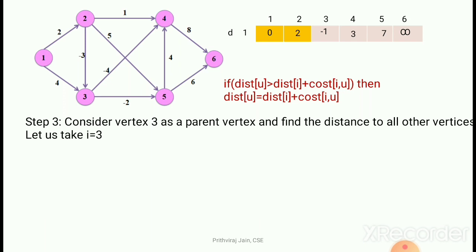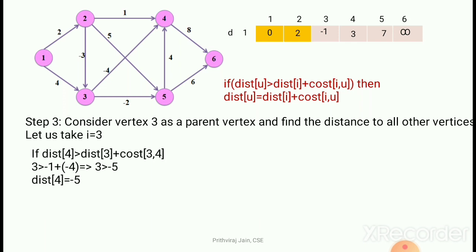Step 3: consider the vertex 3 as a parent vertex and find the distance to all other remaining vertices. Let us take the I value as 3. So from 3 to 4, we'll calculate the distance. Distance of 4 greater than distance of 3 plus cost of 3 comma 4. Distance of 4 is 3, greater than distance of 3, which is minus 1, plus cost of 3 to 4. Cost of 3 to 4 is minus 4. So we'll get 3 greater than minus 5. So distance of 4 will be updated to minus 5.